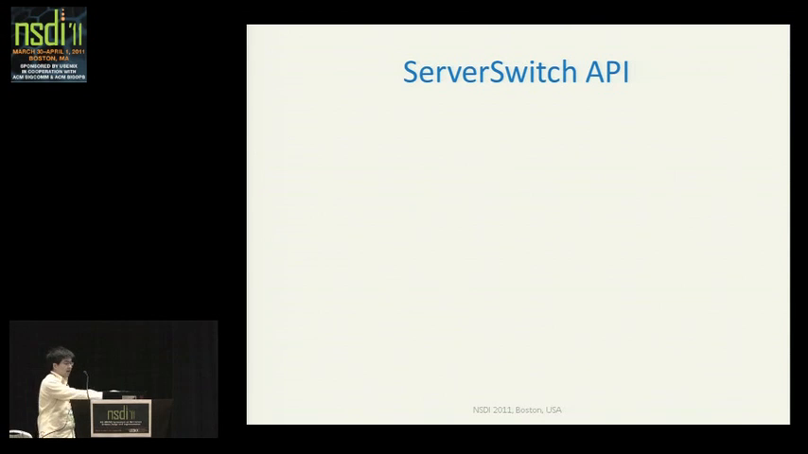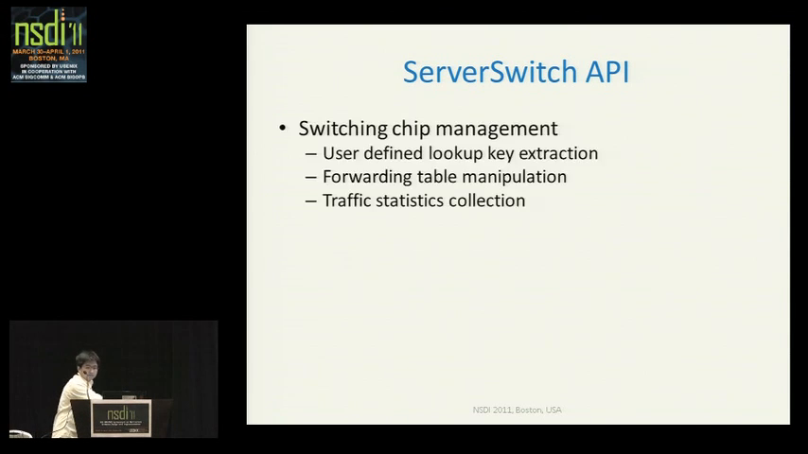Currently, we have built switching chip management APIs mainly in 3 categories. We allow users to set up user-defined lookup keys, and then manipulate the forwarding table to compare the user-defined lookup keys with the entries in the TCAM and do certain actions. And for congestion control purposes, we allow users to collect traffic statistics such as traffic volumes and the queue length from the switching chip directly.